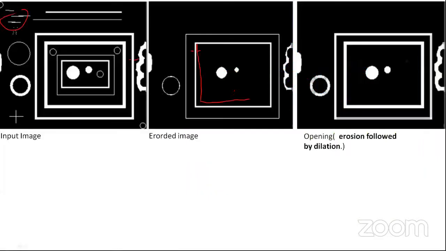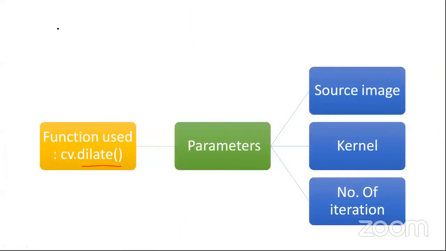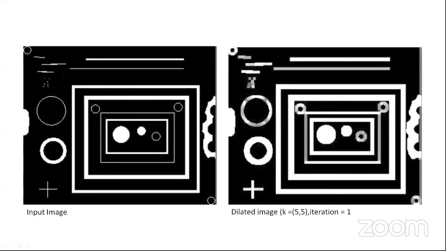So just like erosion reduces the white region, dilation increases the white region and reduces the black region. Suppose here is a black region and you just decrease its thickness. So this is how you decrease the black region.